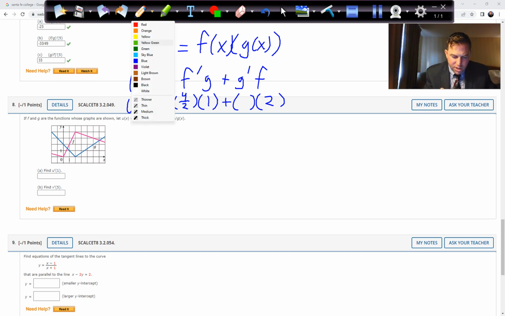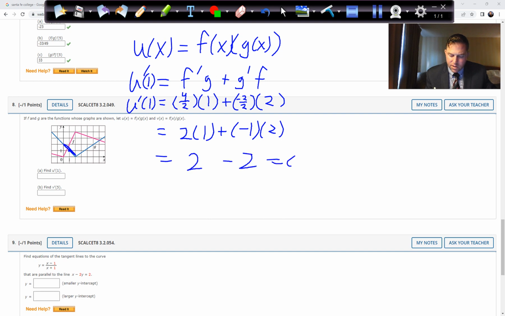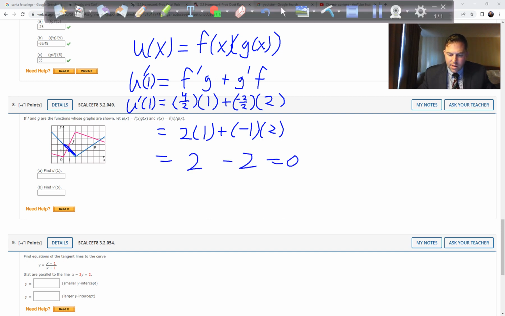Let's look at the slope of the g line at 1. It would be right here. Well, that slope is defined right here. So it decreases by 1, 2, so it's negative 2 on top. And it runs by 1, 2, so it's also 2. So this whole thing is going to be 2 times 1 plus negative 1 times 2. This is going to be 2 minus 2, which is 0. So all that work, and the derivative is 0.